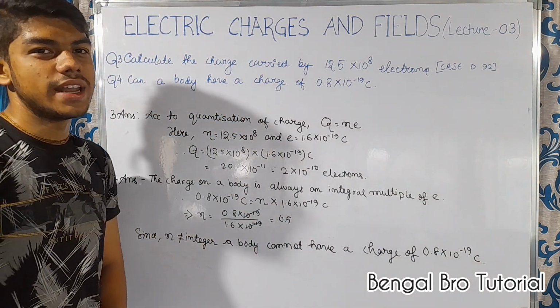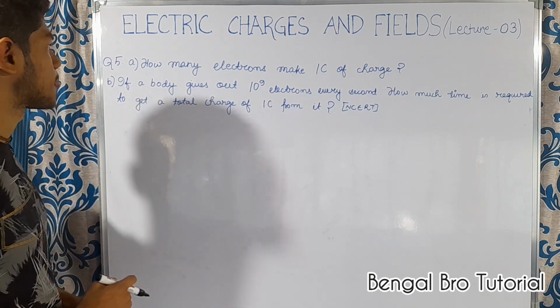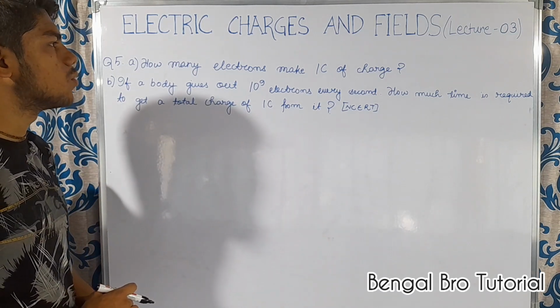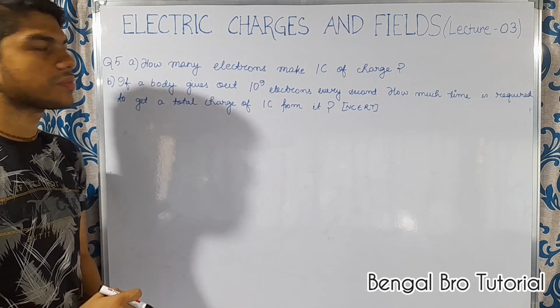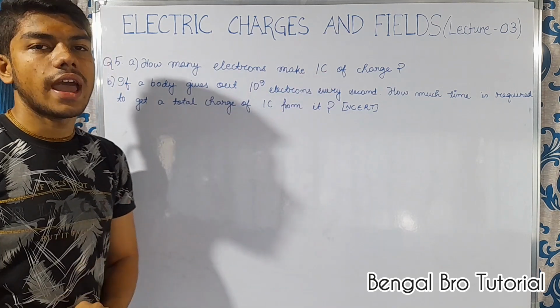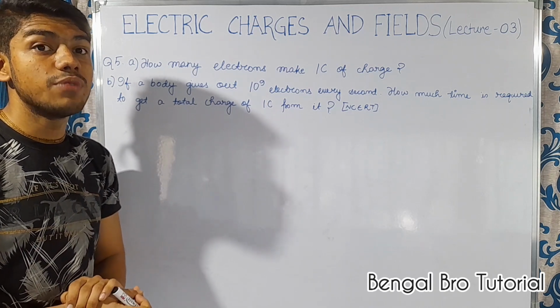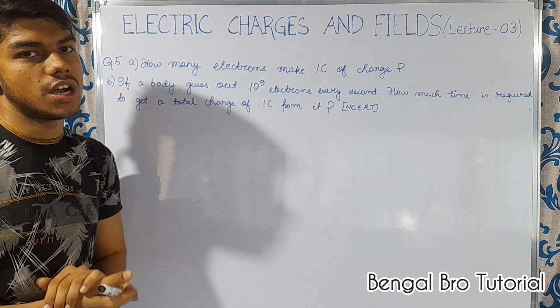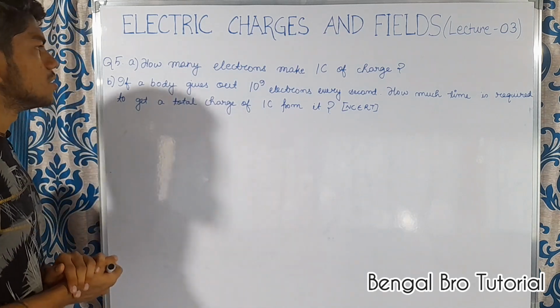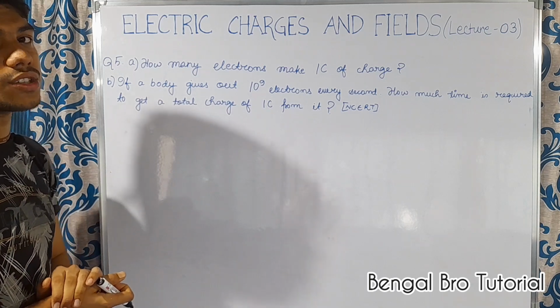So let's move to the next set of questions. Question number 5a. How many electrons make 1 coulomb of charge? Here the total charge is given to us and we have to calculate the number of electrons that will make 1 coulomb of charge. So again we will use the property of charge called quantization.